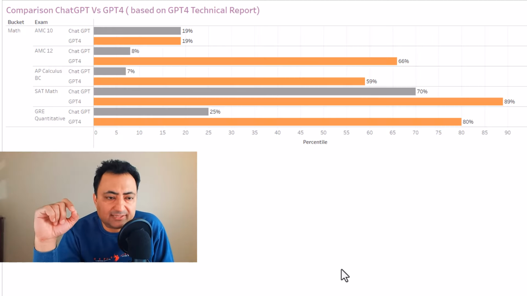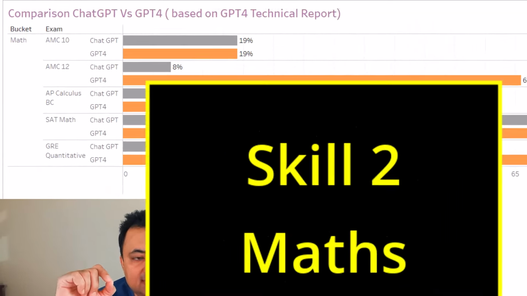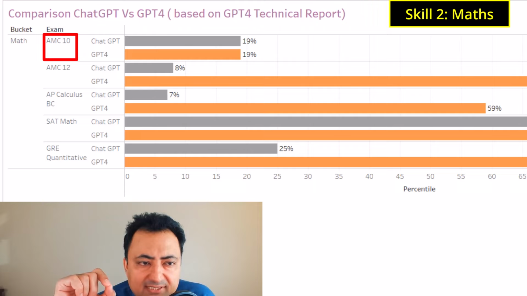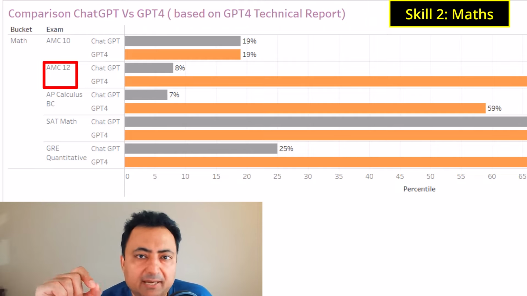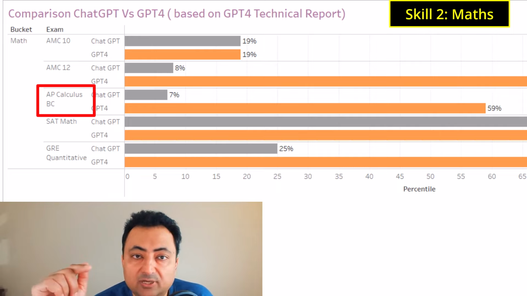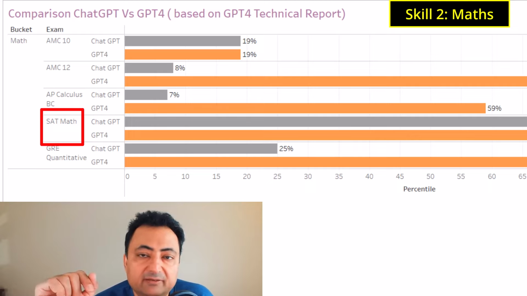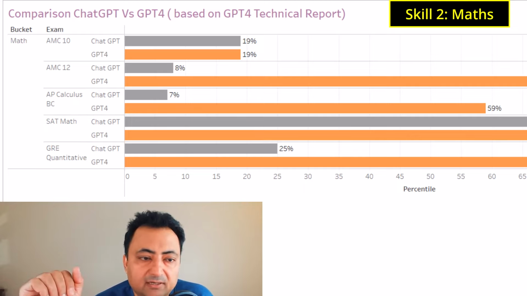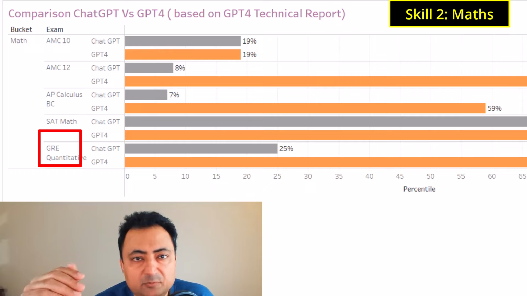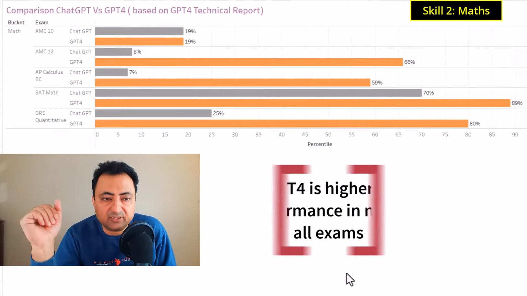Let's build a next skill set, which is maths. The 5 exams that the skill set was tested on: AMC 10, which is a maths test for students in 10th standard; AMC 12, which is a maths test for students in 12th grade; AP Calculus, which is a high school exam for calculus; SAT Maths, which is effectively an exam for entering into undergrad; GRE is an exam to enter into a master's program. So they've been ranked in order of perceived difficulty.